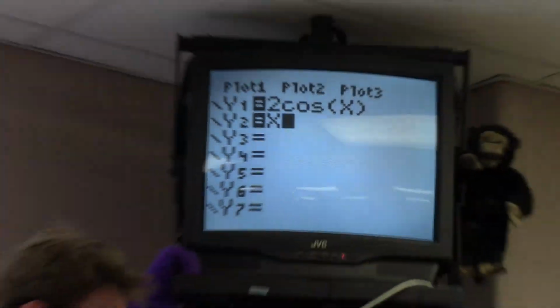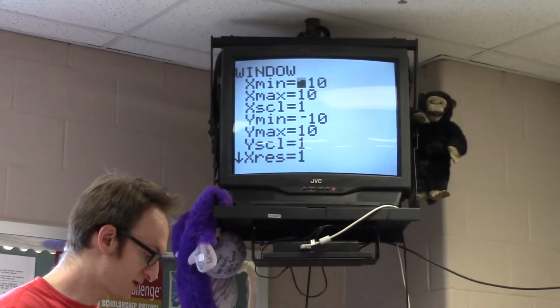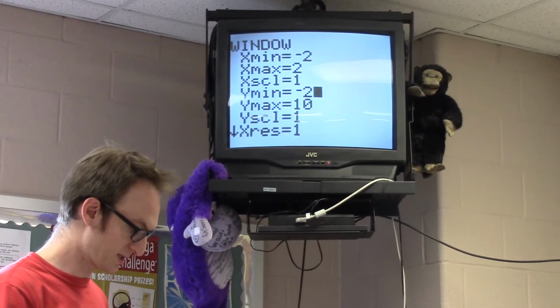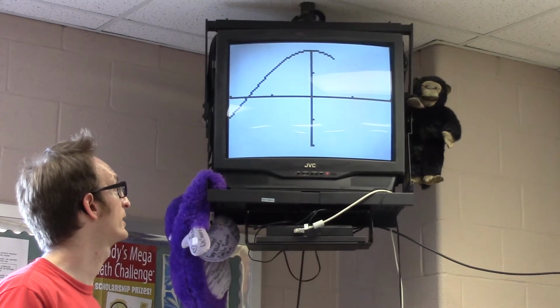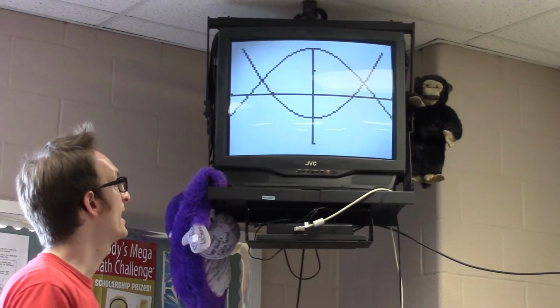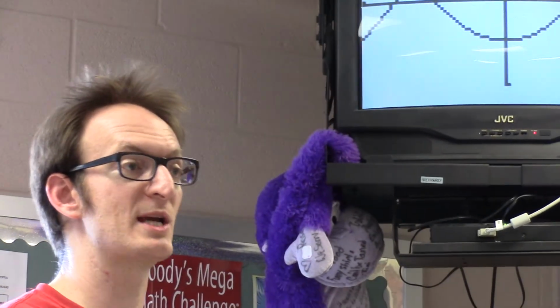2 cosine x I put into y1. x squared minus 1 I put into y2. Then we could just choose a nice window, like negative 2 to 2, and when we graph these two curves, we should get a picture almost exactly like what was on our paper. Also this thing is even, so I'm going to pull the even trick where I just take 2 times the part on the right. So the only thing I care about is where these curves intersect.